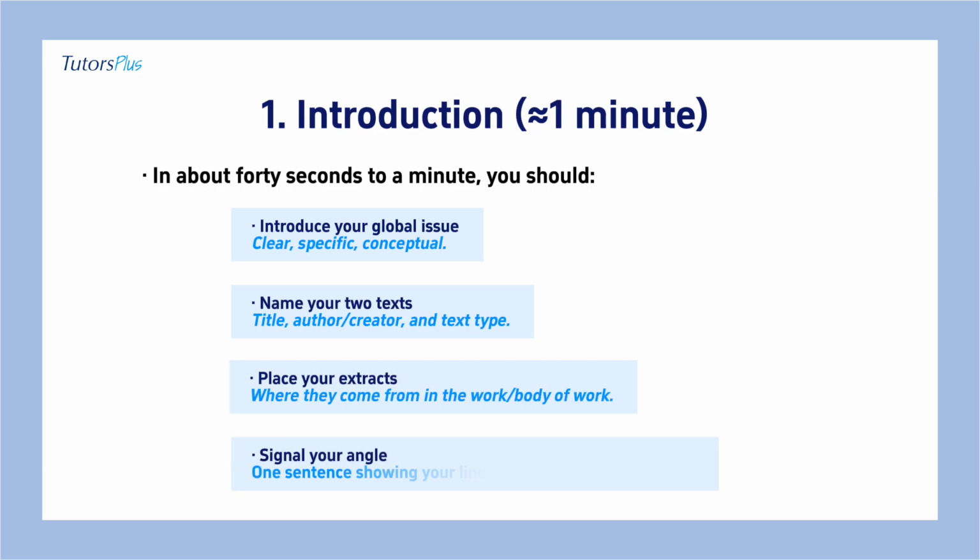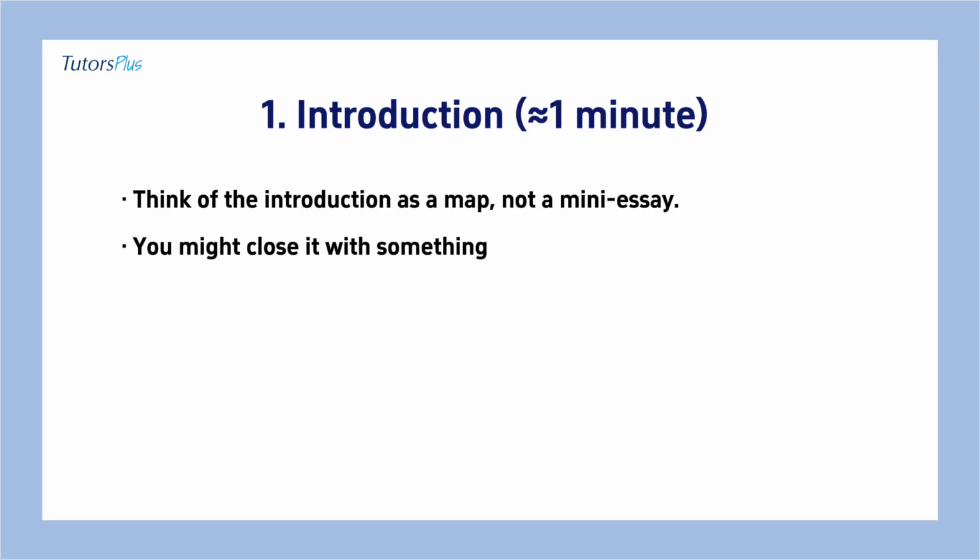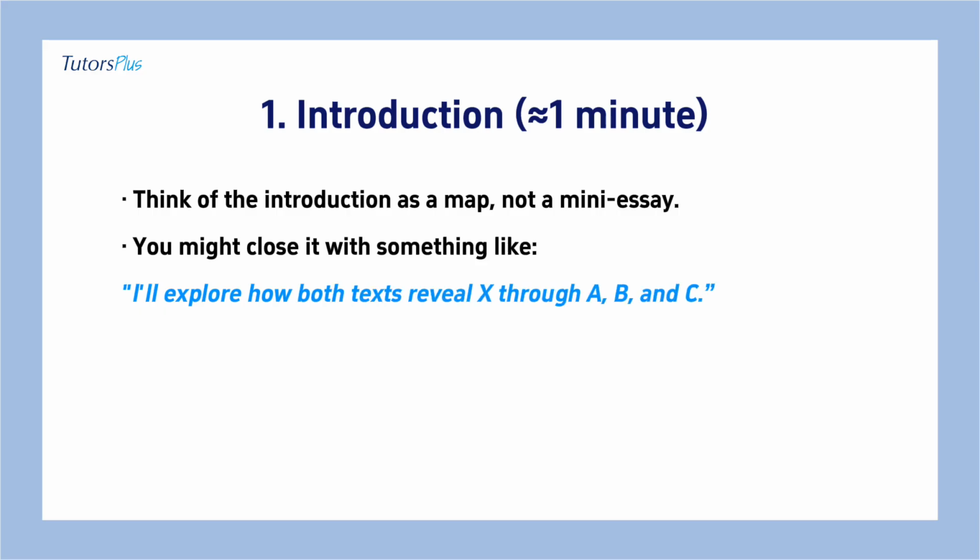Then you need to show your angle. So one sentence showing your line of inquiry across both texts. Think of your introduction as a map, not as a mini essay. And then you might close it with something like, I'll explore how both texts reveal X through A, B, and C. Clear, controlled, and ready to move on with a clear transition from one point to the next.